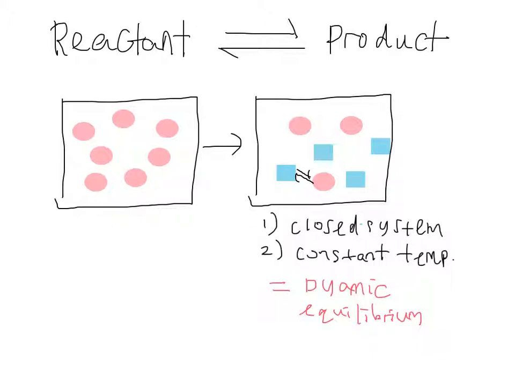Now we've got 2 conditions for this to take place. Number 1, the reaction must happen in a closed system. Everything is contained within a container, and at the same time, the surrounding temperature must also be constant. Then you can say that we have reached a dynamic equilibrium.